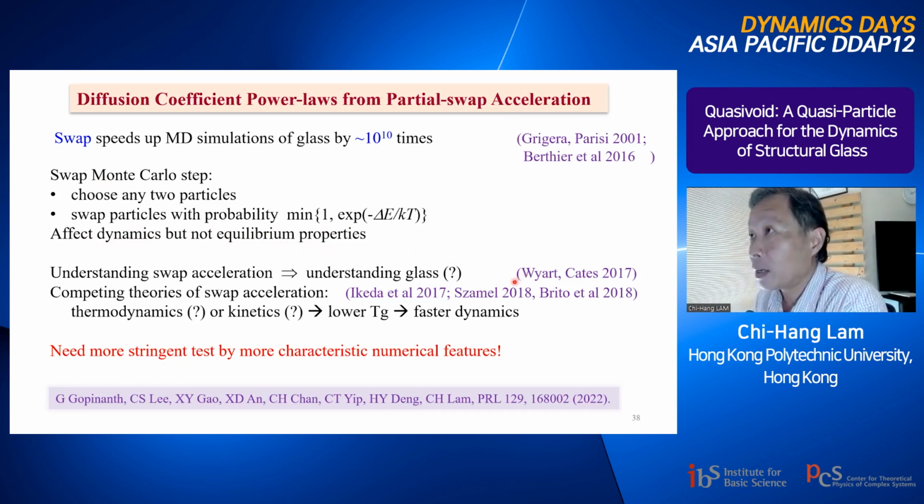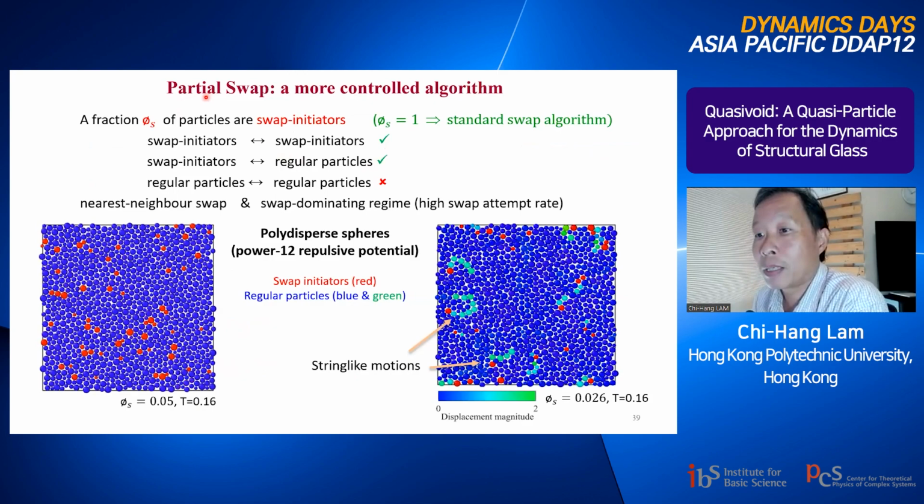There has been some very insightful suggestion that if we can understand swap acceleration, maybe we can understand better about glass. And there are competing theories of swap acceleration, three of them at least, that use either thermodynamic or kinetic consideration to predict faster motion. But which one is correct? They are actually quite different theories. It seems we need more stringent tests of the theory, if we can have more characteristic numerical features, more than just speed up. So that led us to work on the particle swap algorithm.